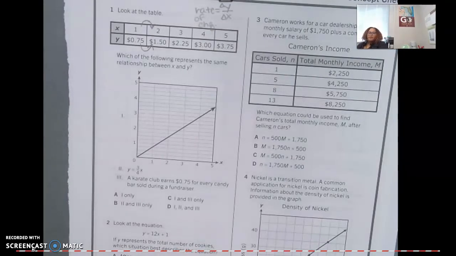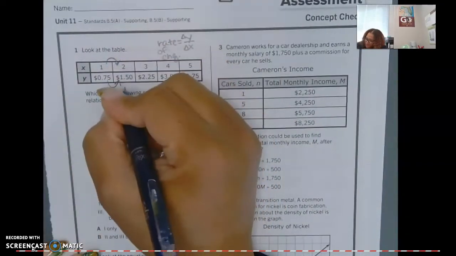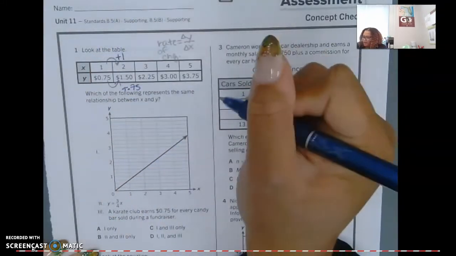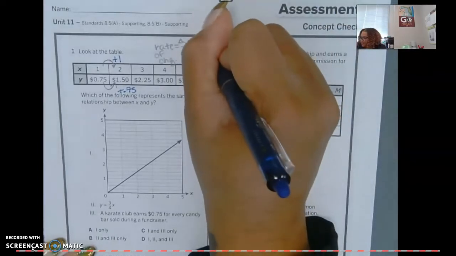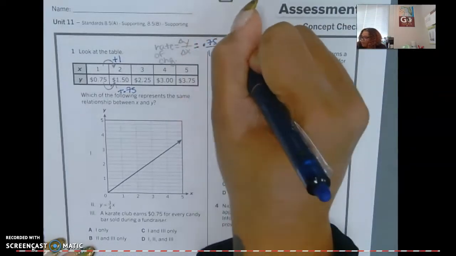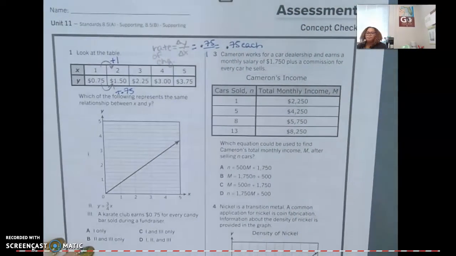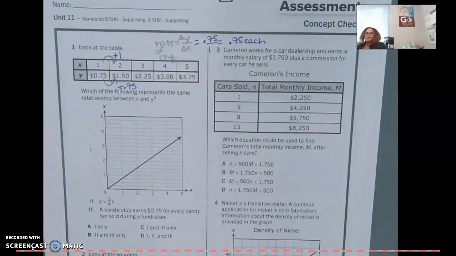So the change in y here is a difference of 75 cents. And the change in x here is a difference of 1. So my rate is going to be 75 cents over 1, which is just 75 cents each. Okay? And wherever we see 75 cents each, we know that we need to put that next to a variable.